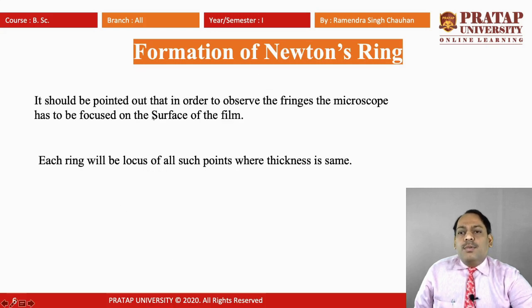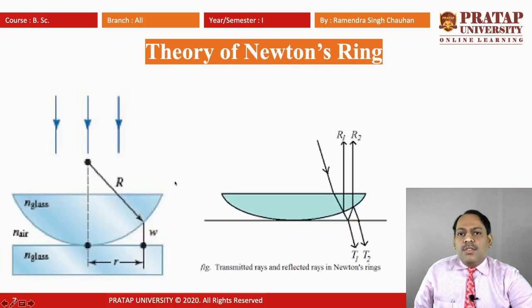So, it should be pointed out that in order to observe the fringes, the microscope has to be focused on the surface of the film, and each ring will be the locus of all such points where the thickness is the same, that we have discussed. So, now we will talk about the theory of Newton's ring.